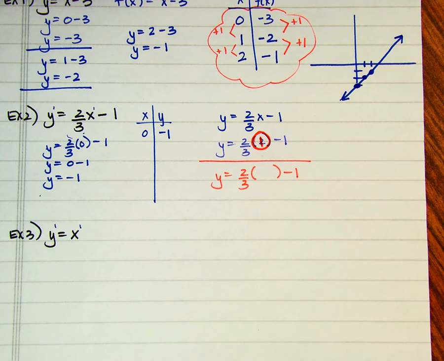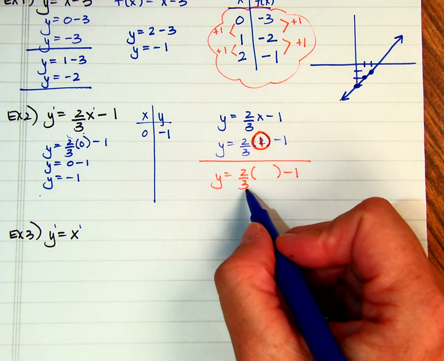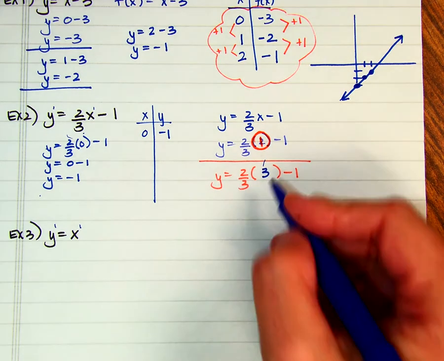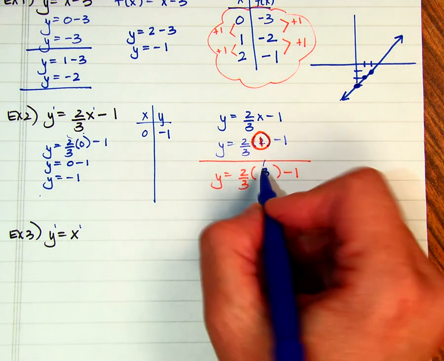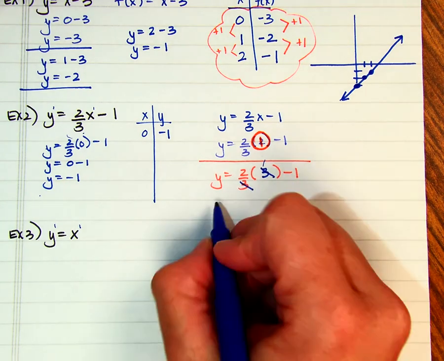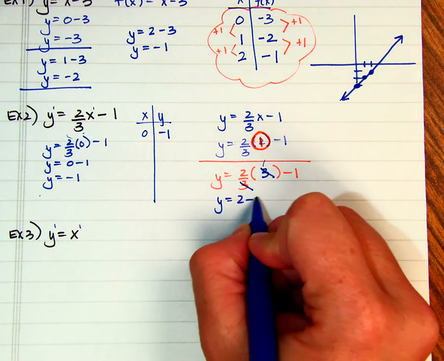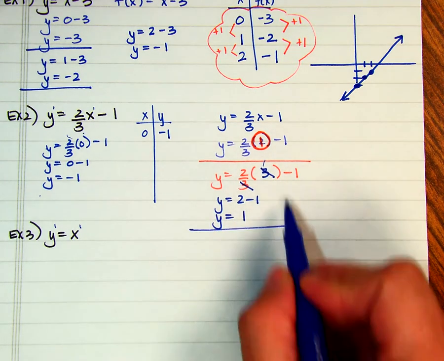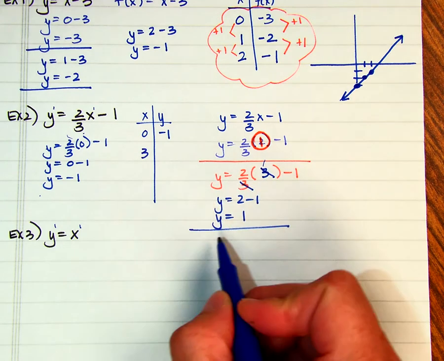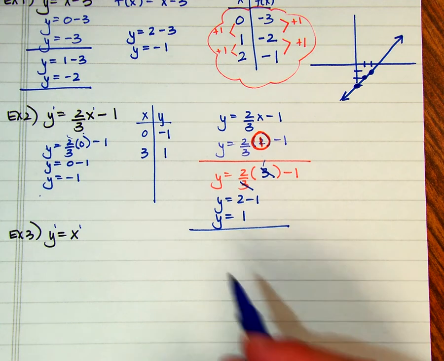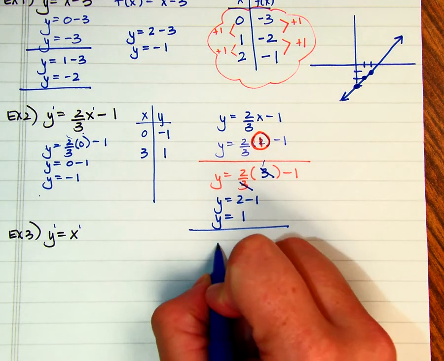How about if I pick multiples of 3? So if I put a 3 in there, the 3's are going to cancel out. And then I end up with y equals 2 minus 1, so y equals 1. So if I input 3, I get a 1. What might be another good number to pick? You could pick 6.